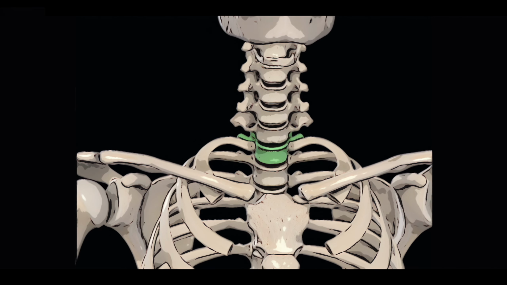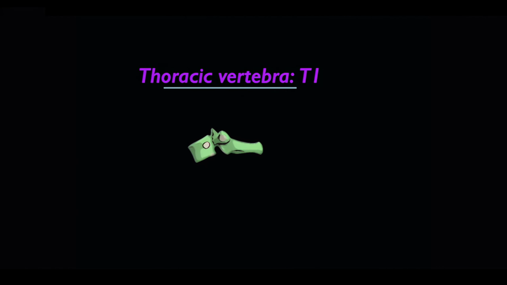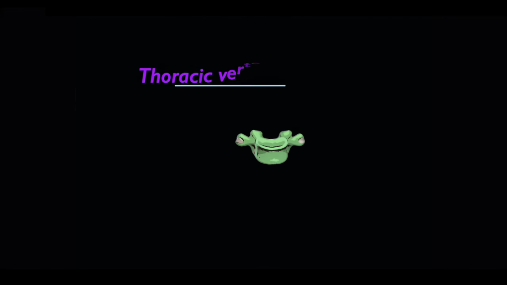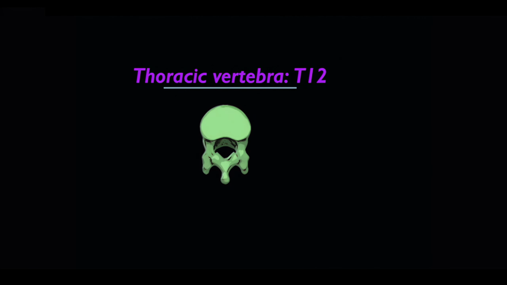The T1 thoracic vertebra has a vertebral foramen and body similar to a cervical vertebra. Its vertebral body is more rectangular and its vertebral foramen is triangular rather than circular. T12 then has bony processes and a body size similar to that of a lumbar vertebra.